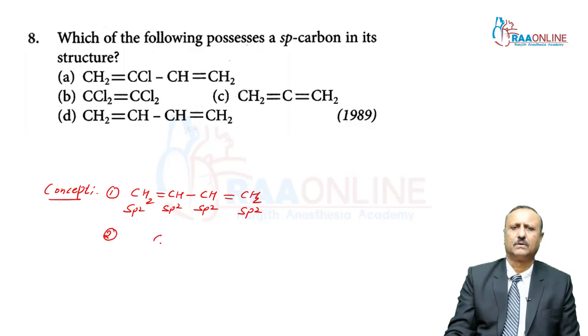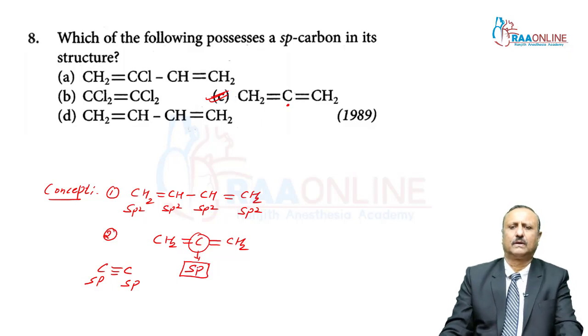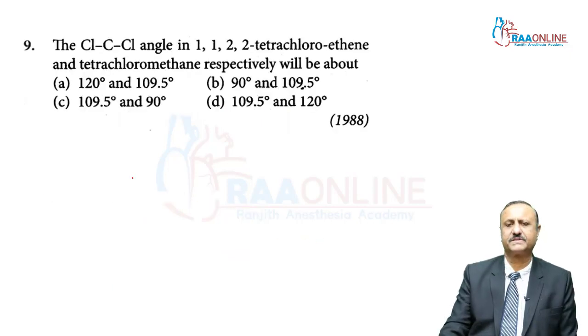Now my dear students, when we see this CH2 double bond C and double bond CH2, this carbon atom contains 4 bonds, which means the pi electrons take part in the triple bond. So my dear students, it is also an sp hybridized carbon atom. So your answer is C. In this carbon atom, it is sp hybridized carbon. This carbon atom is sp hybridized. If 3 carbon atoms are present, they are also sp hybridized carbon atoms. So my dear students, these are called sp hybridized carbon atoms.